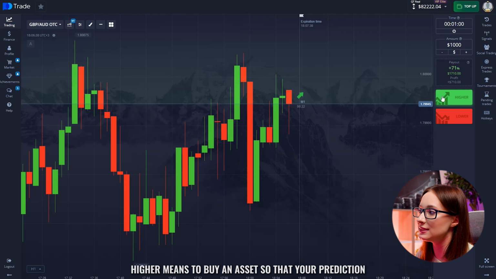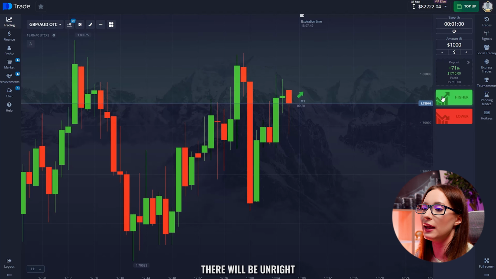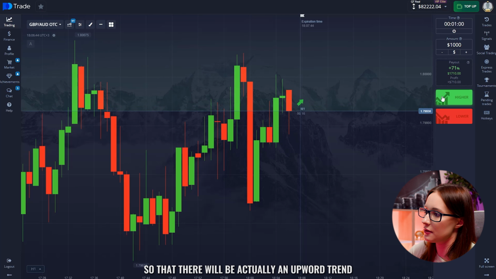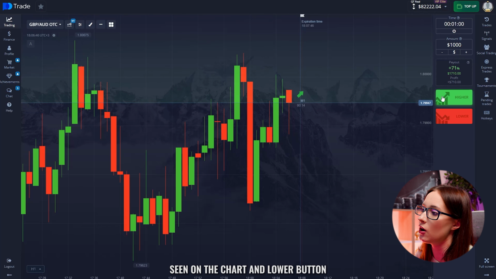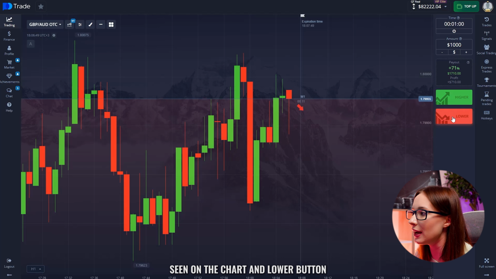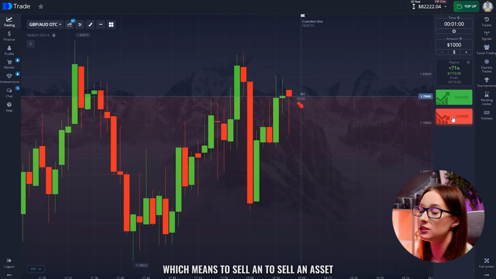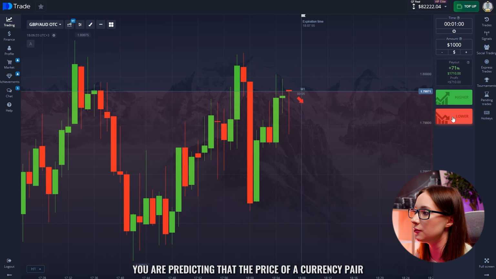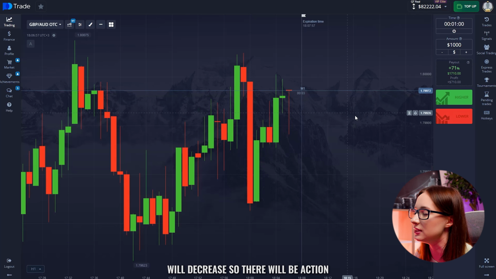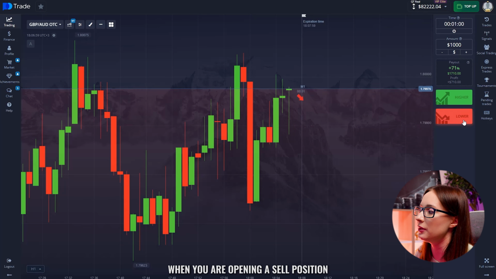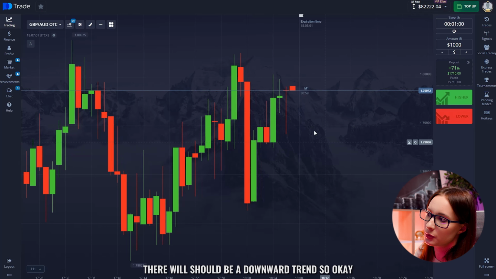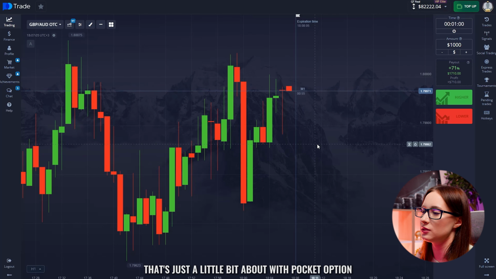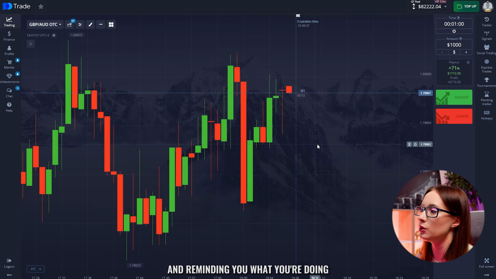Higher means to buy an asset, so you are predicting there will be a rise in the price of a currency pair, so that there will actually be an upward trend seen on the chart. And the lower button means to sell an asset, which means that you're predicting that the price of a currency pair will decrease. So when you are opening a sell position, there should be a downward trend. Okay, that's just a little bit about Pocket Option and a reminder of what we are doing.